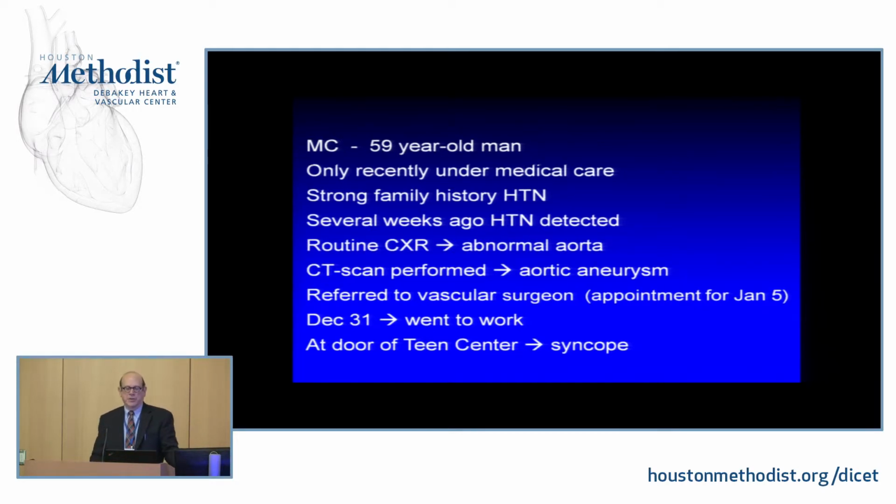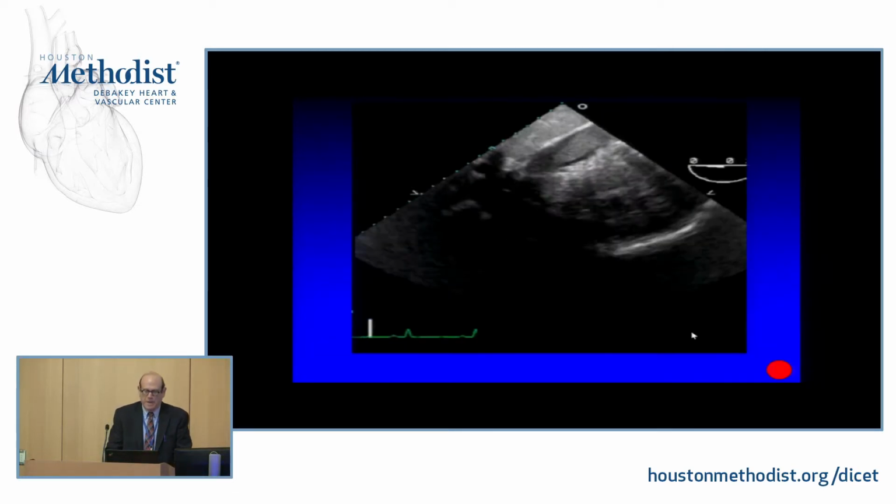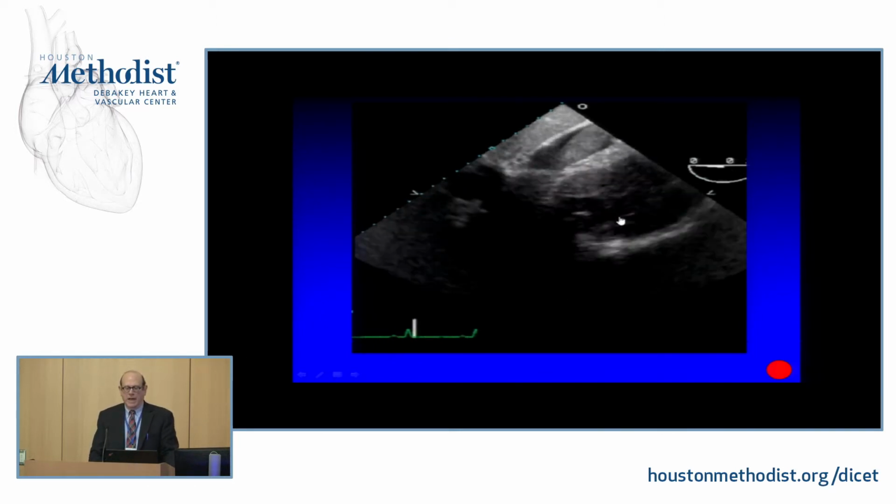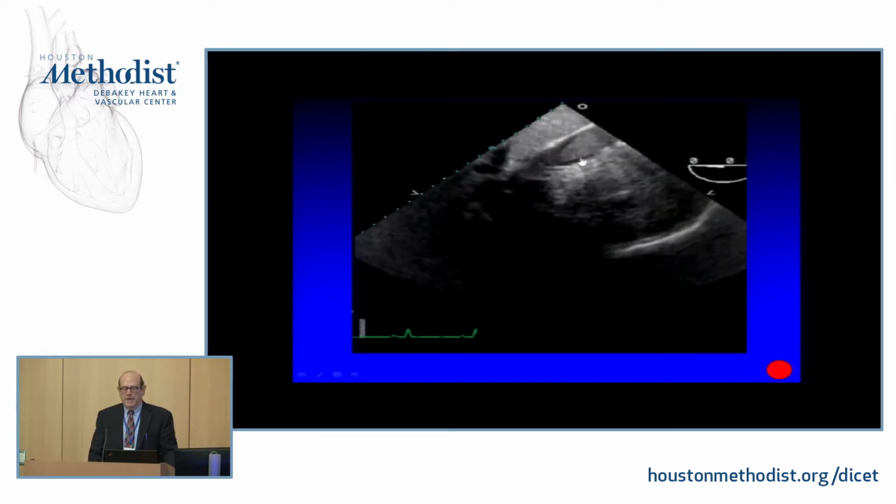This is a middle-aged man who had a dilated aorta detected. He actually had hypertension, and a routine chest x-ray showed an abnormal aorta, CT scan, and he was actually due to see physicians, but about a week before, right around New Year's, on his way to work, he collapsed with syncope. 20% of patients with acute type A may have syncope, and this is a transesophageal echo, deep gastric view.